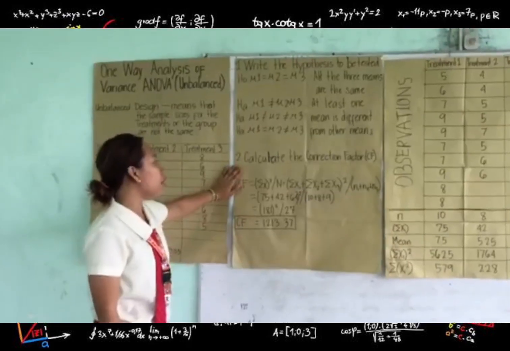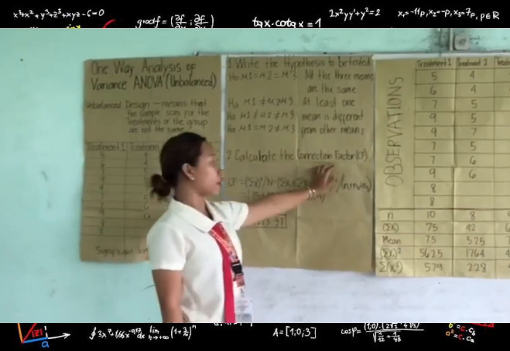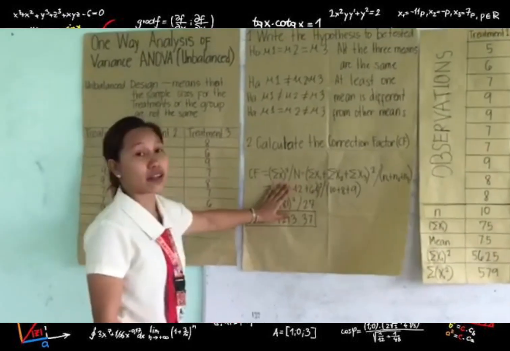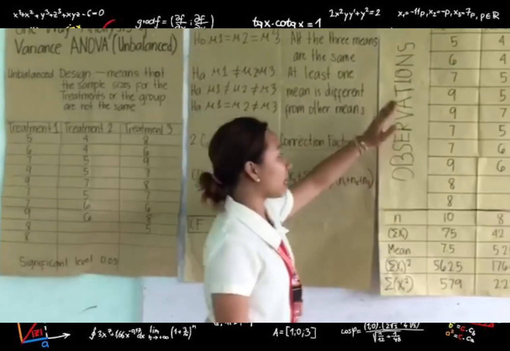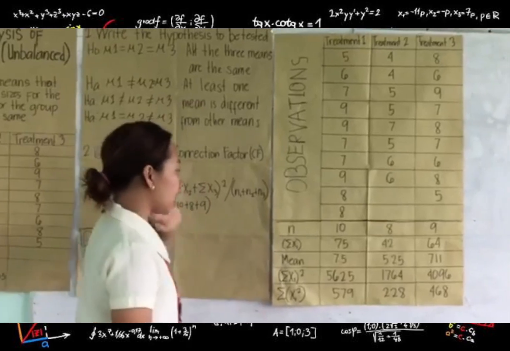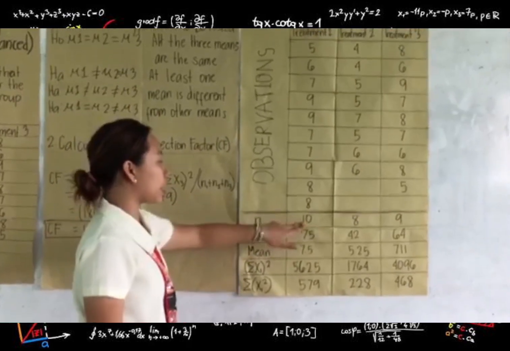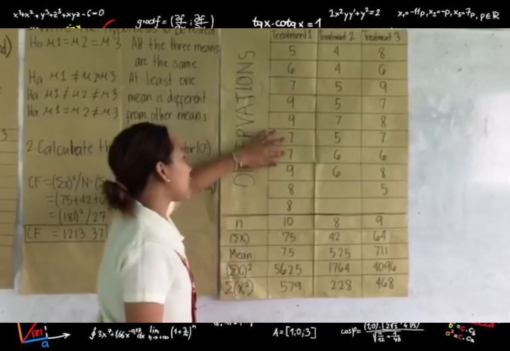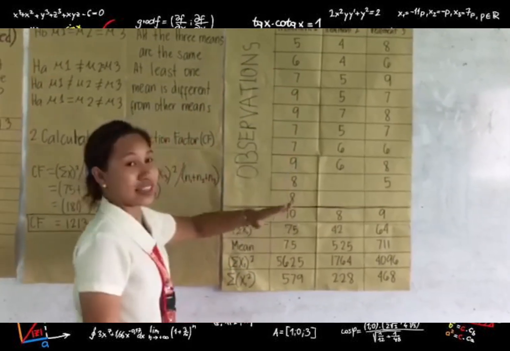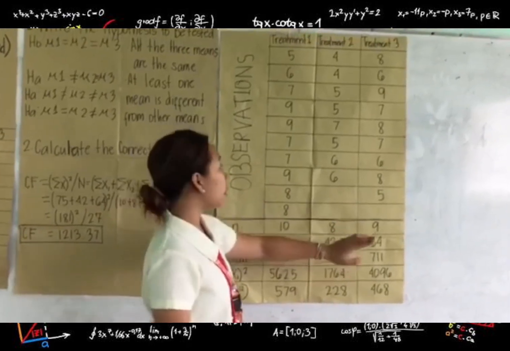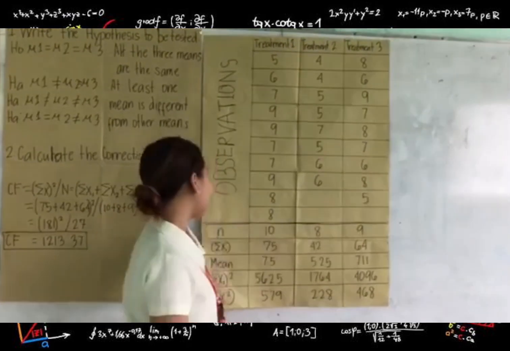For step 2, calculate the correction factor or CF. But before we solve for the correction factor, we need to complete the data table. The first is the number of observations: 10 for treatment 1, 8 for treatment 2, and 9 for treatment 3.